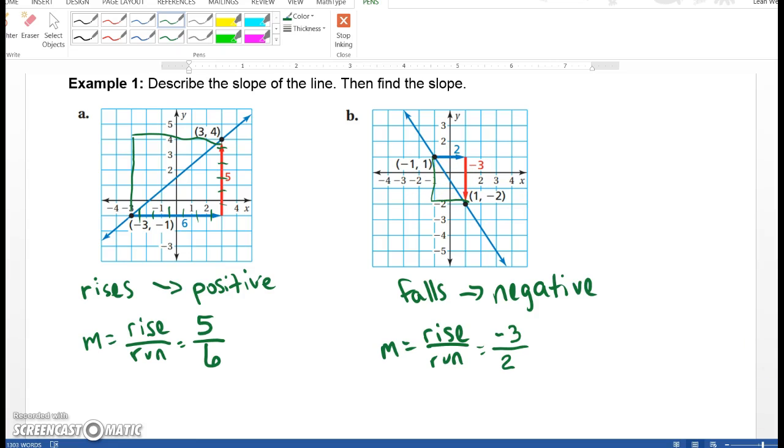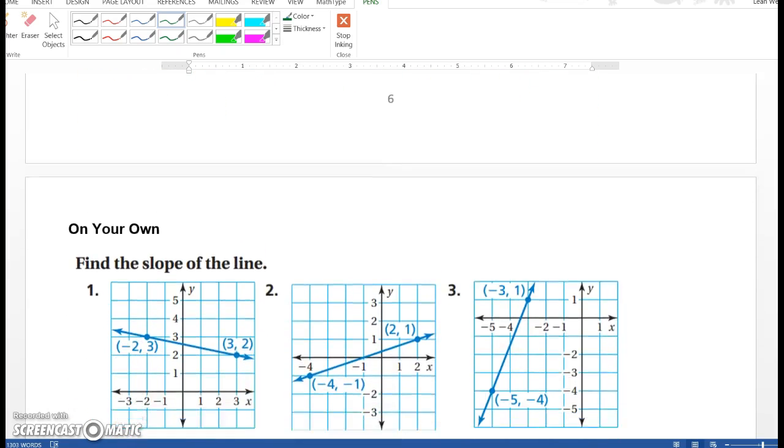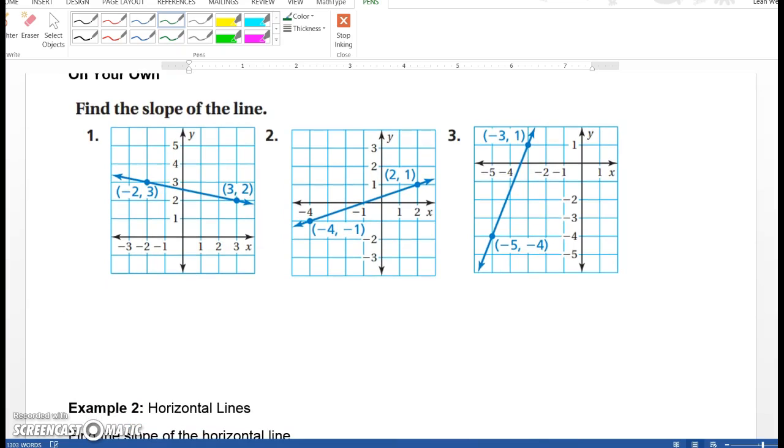All right, go ahead and flip to the next page. So these are on your own. You're supposed to do the same thing that we have just done. So find the slope. On this one, write your m equals rise over run. You're going to do that on all three of those. And then I'll help you with this one. It doesn't have a slope triangle on it. You can draw it up here, or you can draw it down here.